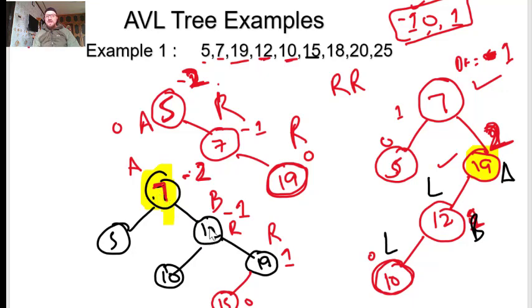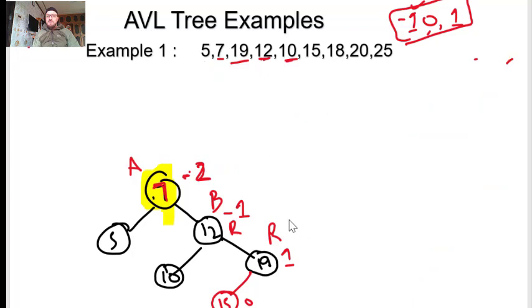So make A a child of B. That I will do it here. So how will I do it?